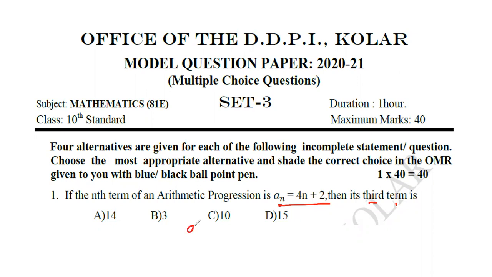So the third term: an equals, as already given, 4n plus 3. For the third term, the value of n becomes 3, so it is 4 into 3 plus 3. 4 threes are 12, 12 plus 3 is 15. So which option is right? Option D is correct.